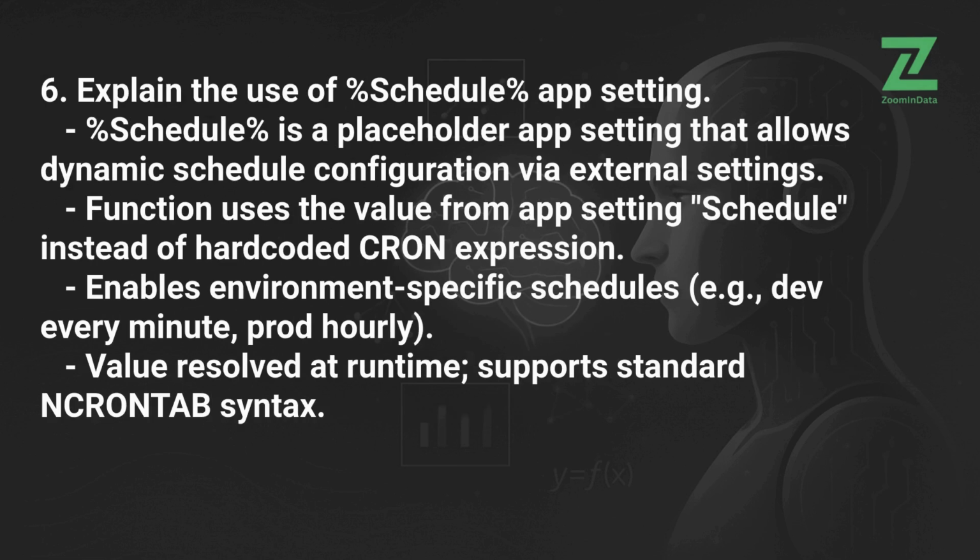6. Explain the use of %schedule% app setting. %schedule% is a placeholder app setting that allows dynamic schedule configuration via external settings. Function uses the value from app setting, schedule, instead of hard-coded cron expression. Enables environment-specific schedules, e.g., dev every minute, prod hourly. Value resolved at runtime. Supports standard NCRONTAB syntax.